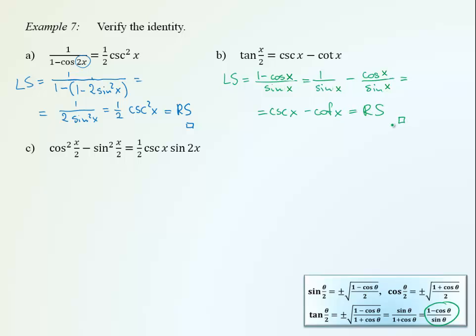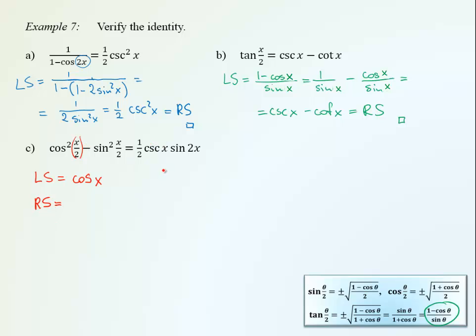Yes, it's proven. And finally, the left side of this identity is cosine square of something minus sine square of something. That's a typical formula for cosine double angle. So this is the same as cosine of double the x half, which is just x. Okay, so we know that the left-hand side is just cosine x. Let's figure out what the right-hand side is.